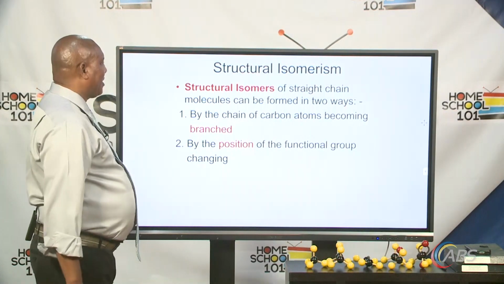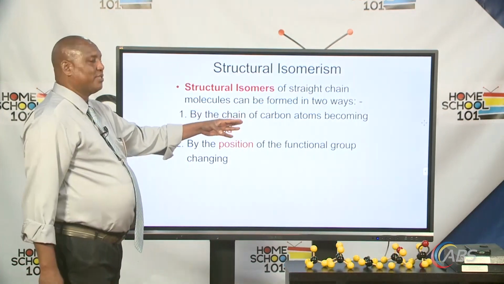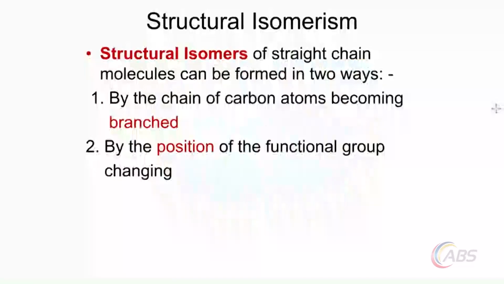Okay? So structural isomers of the straight chain molecules can be formed in two ways. We can form those in two ways. One, by the chain of the carbon atoms becoming branched, or by the position of the functional group. So we can actually change the position of the functional group, and still have an isomer. So even though we have the same molecular formula, we're going to have a different structural formula, how it is arranged in space.